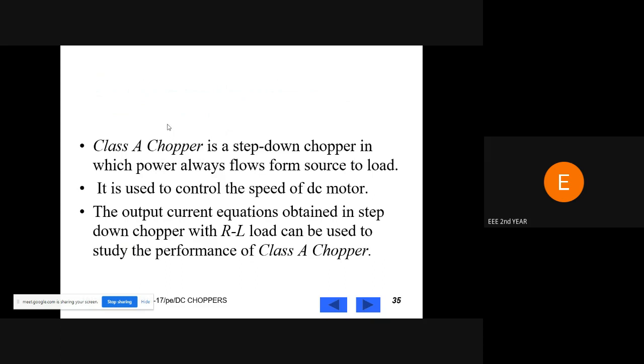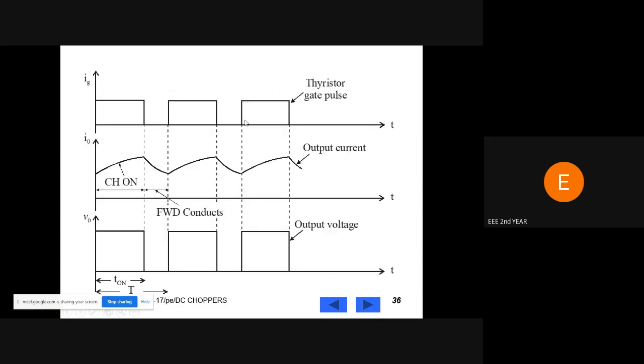The output current equations obtained in the step down chopper with RL load can be used to study the performance of a class A chopper. See that your chopper is in on condition. By applying the gate signal, your chopper is in on condition, producing the output voltage during the time period T on, whilst during the time period T off, there is no output voltage.